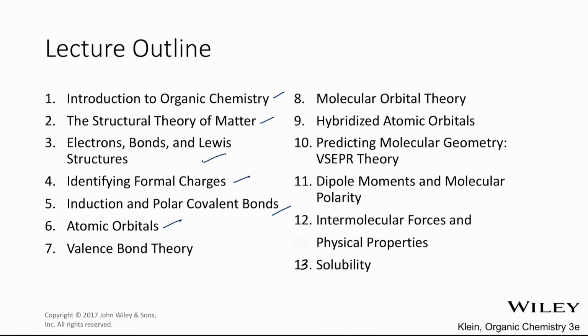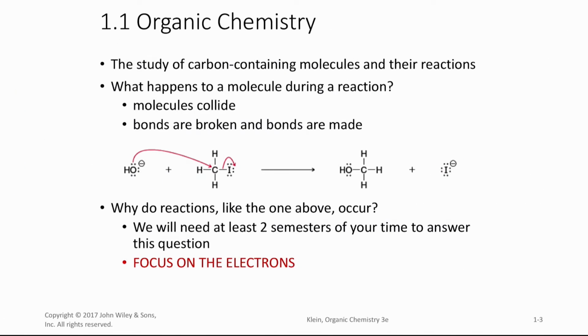Finally, in the first lecture we'll try to complete up to valence bond theory. After that we'll continue with molecular orbital theory and hybridized atomic orbitals. These are things that you've already learned in general chemistry, so we'll just review them here. Next we'll talk about intermolecular forces and the physical properties of matter, and finally we'll discuss solubility. Now, let's start with the first part, the introduction.